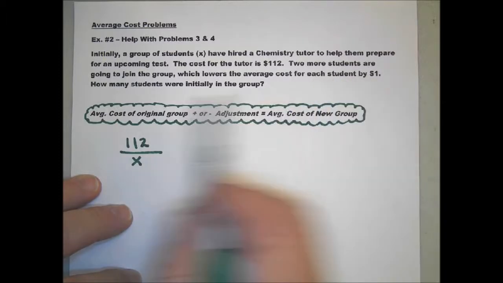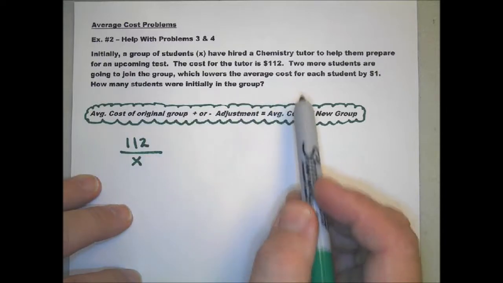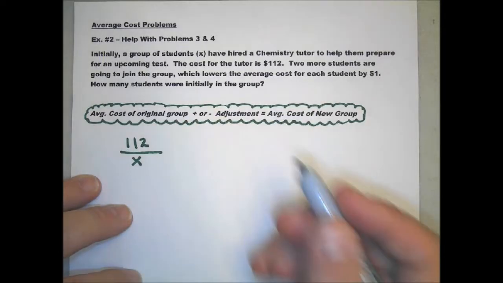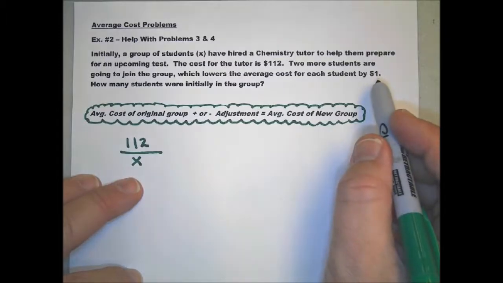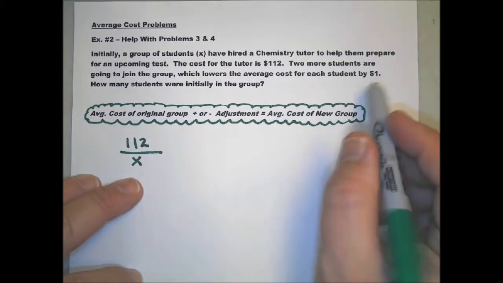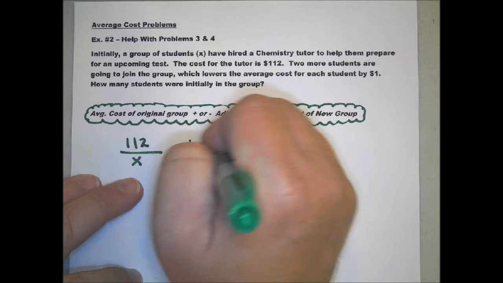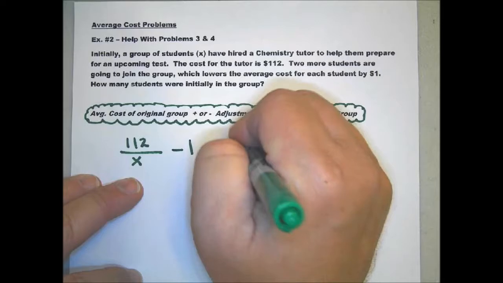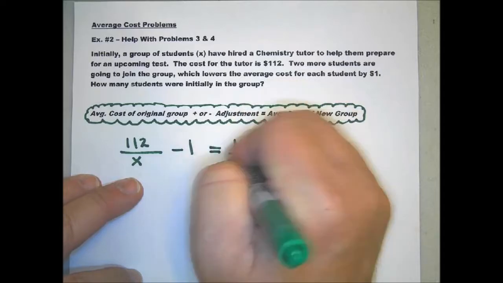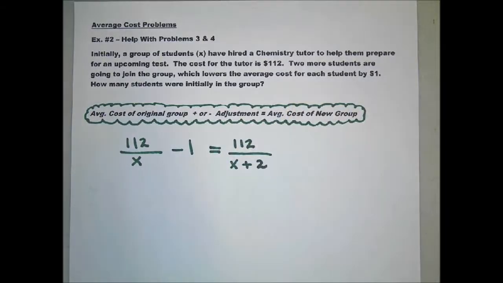2 more students are going to join the group, which lowers the average cost. So 2 more students join the group, and by doing so, they lower the average cost by $1. So the adjustment is going to be -1. It's still going to cost $112, but there are 2 more students than before. And so there's your equation right there.